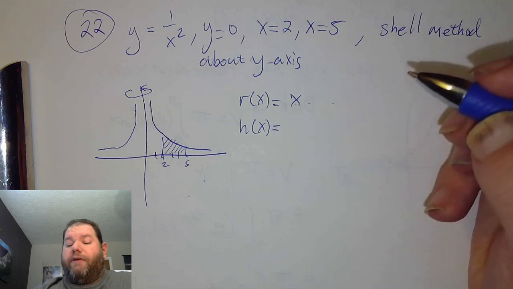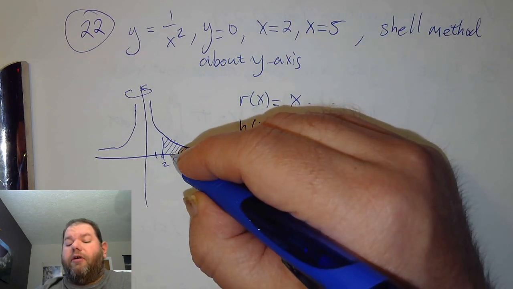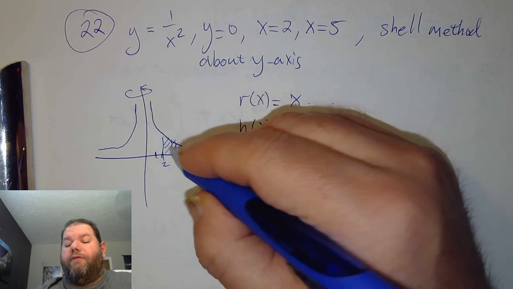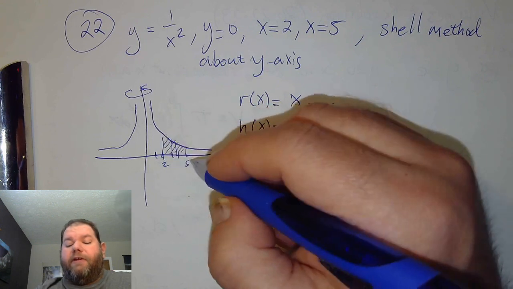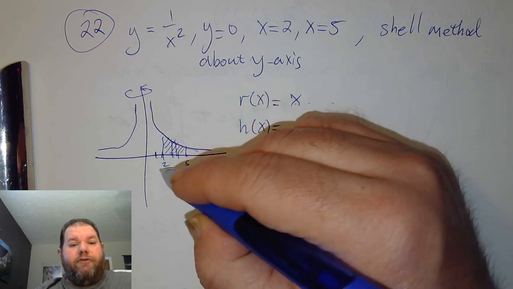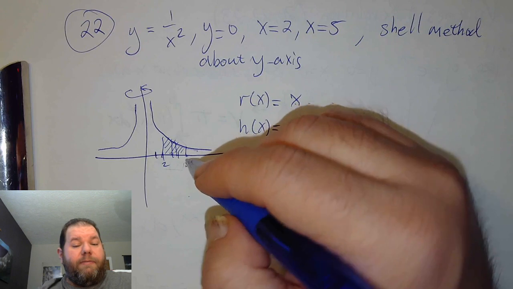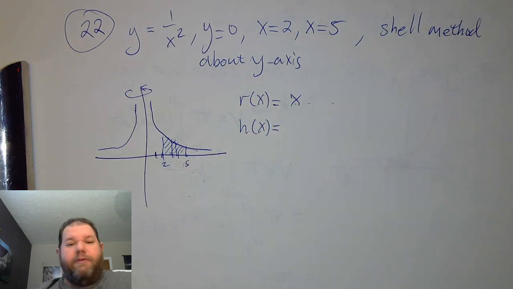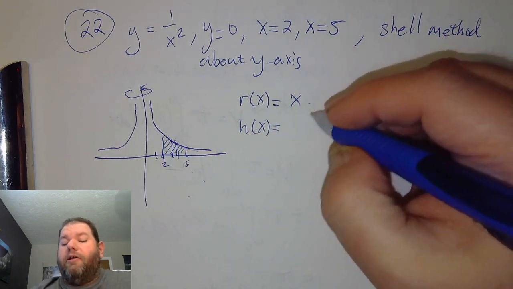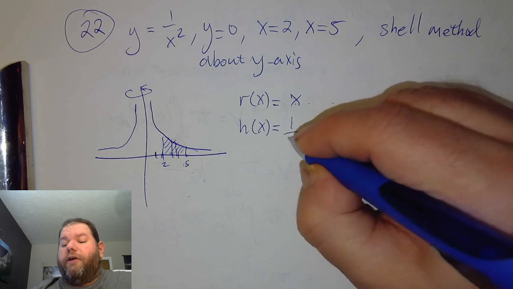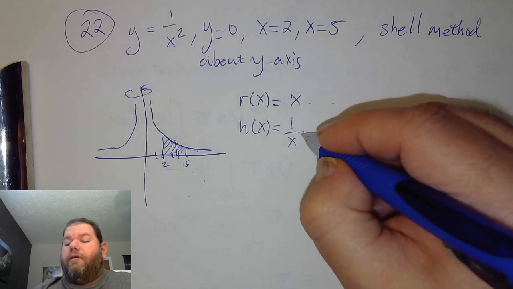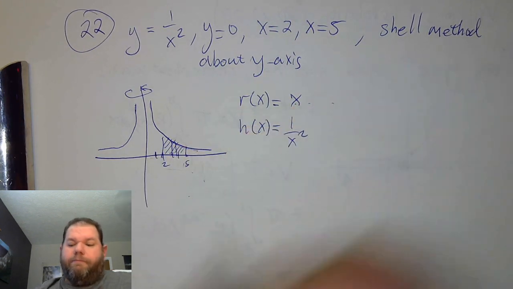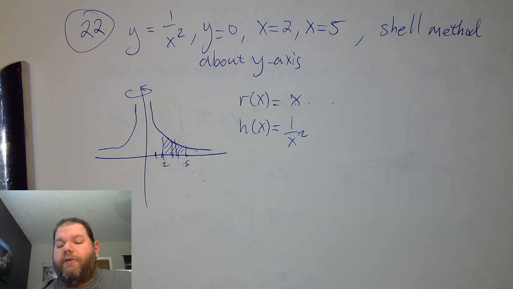Okay, h of x, this is the height of our individual pieces here. Basically, h of x is the distance from the top edge to the bottom edge, so it's a lot like what we talked about in the first set of problems, top minus bottom. And so in this case, it'll just be 1 over x squared minus 0. So just 1 over x squared, as it turns out.